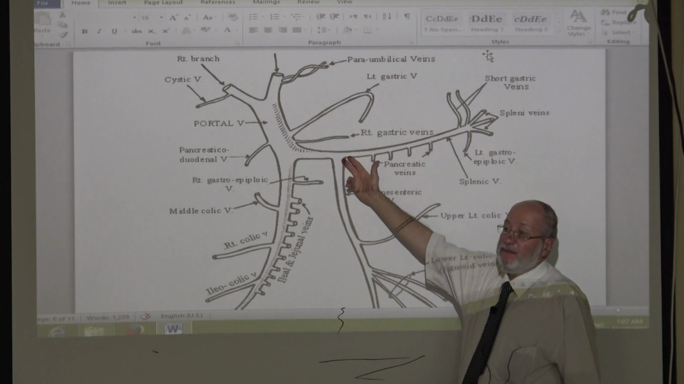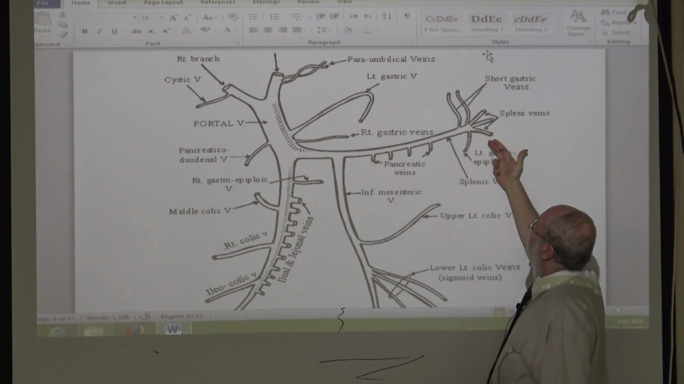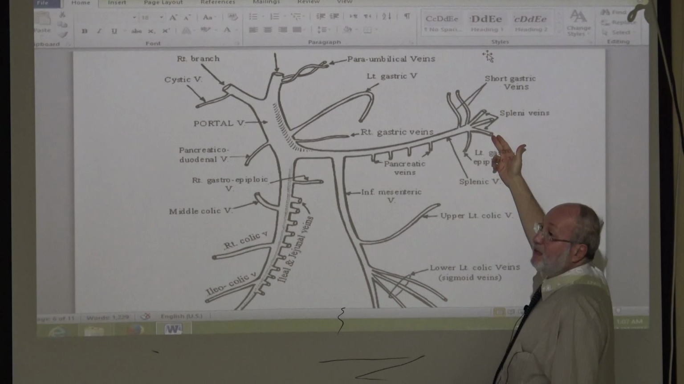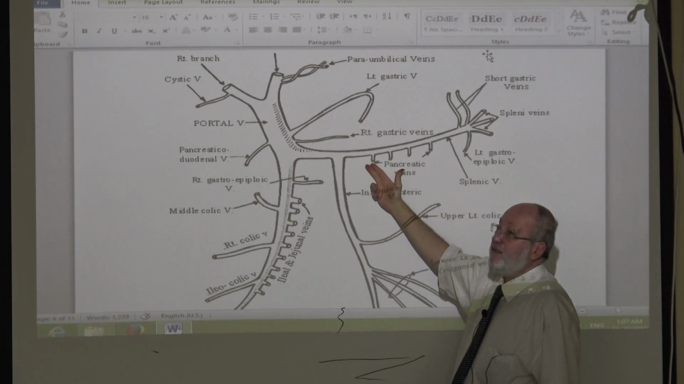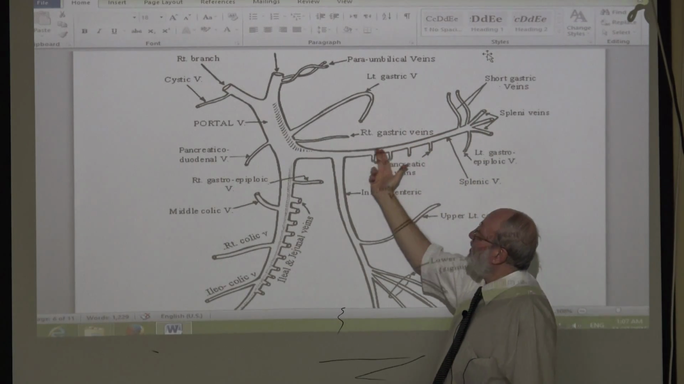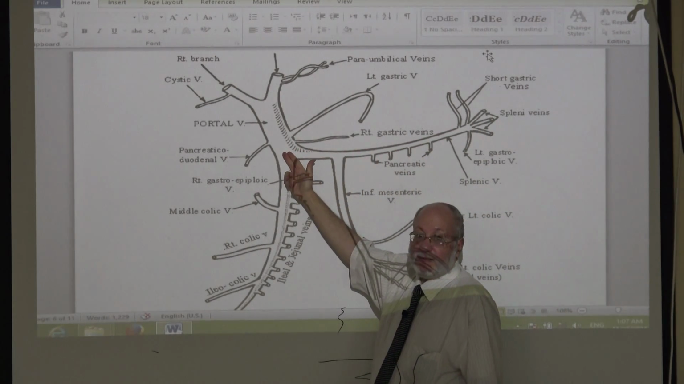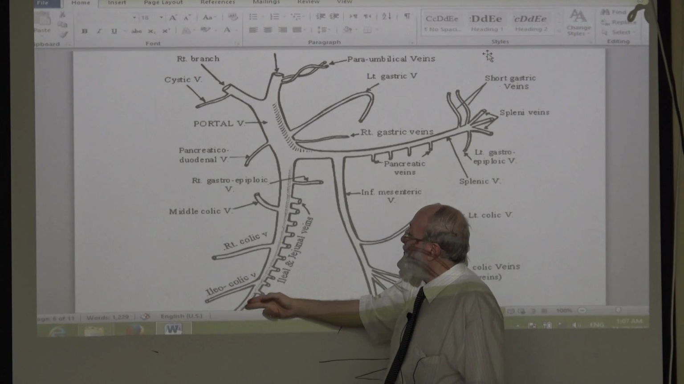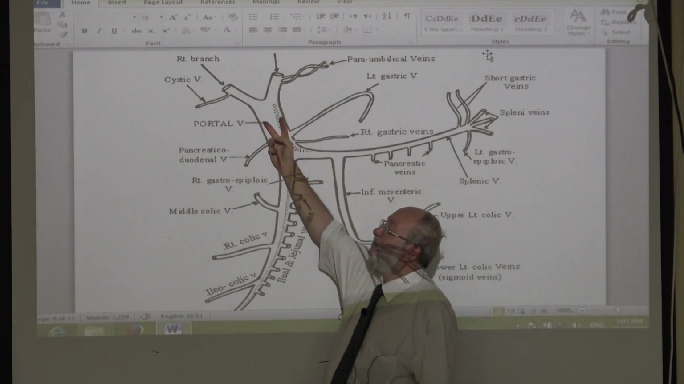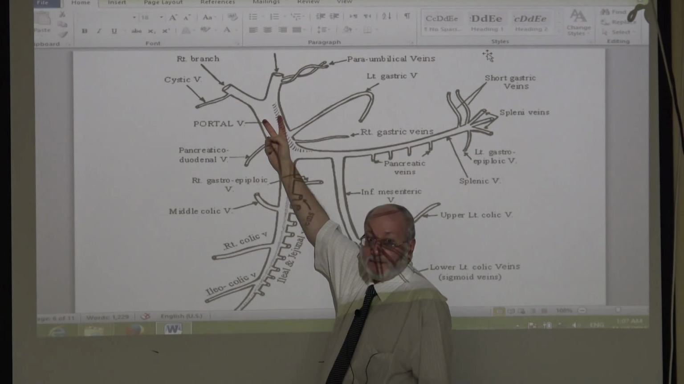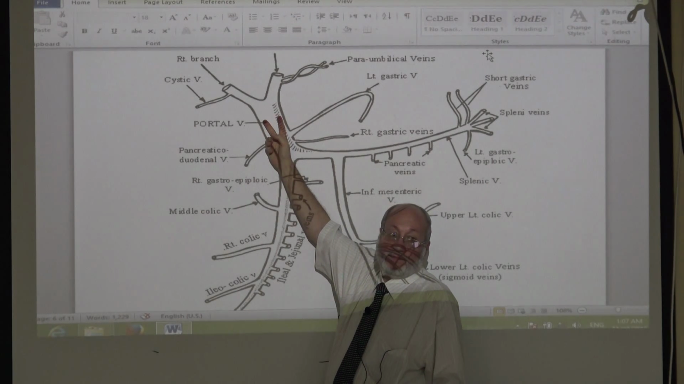This is the splenic vein receiving splenic veins, short gastric, left gastro-omental, and the pancreatic veins. The splenic vein unites with the superior mesenteric vein to form portal vein. Okay?